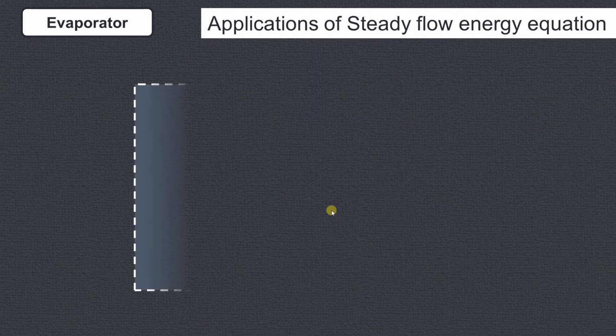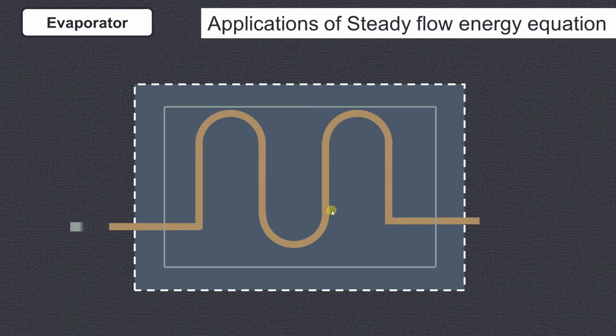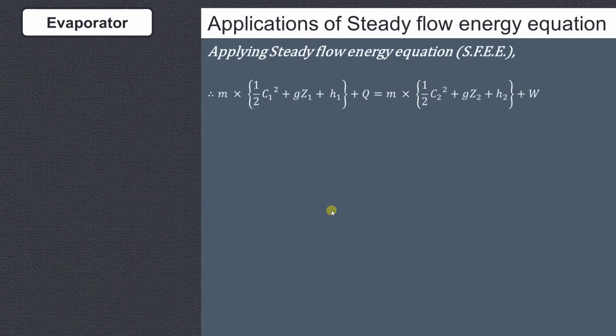Now let us see another application, that is the evaporator. We have the evaporator coil as you can see over here, and we have to write down the steady flow energy equation for this. The application that we are considering is that the liquid refrigerant is entering inside the evaporator coil and the vapor is going out. The refrigerant liquid will absorb the heat from the substances which are placed inside the evaporator. Now let us write down the steady flow energy equation for this.